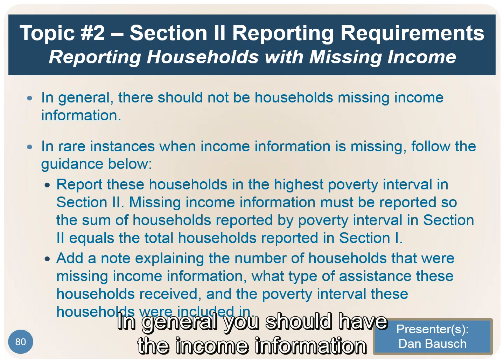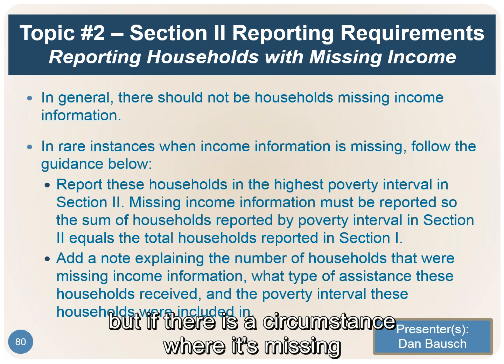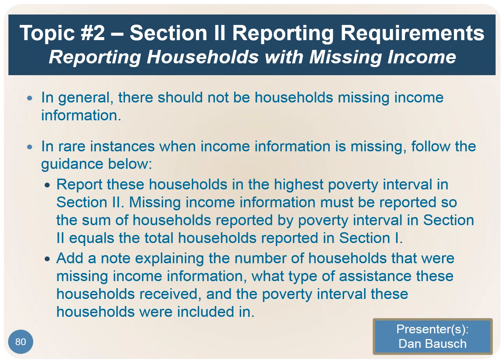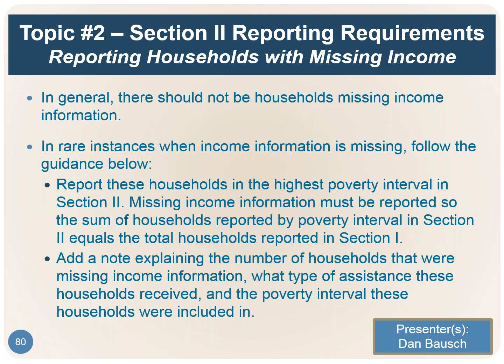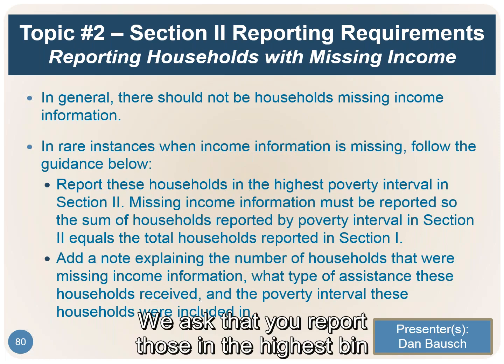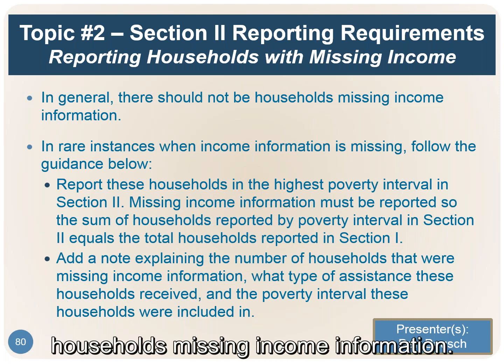In general, you should have the income information for the households that you're providing assistance to. But if there's a circumstance where it's missing, there's guidance on this slide for how to address that. We ask that you report those in the highest bin, and then add a note explaining that there were households missing income information.